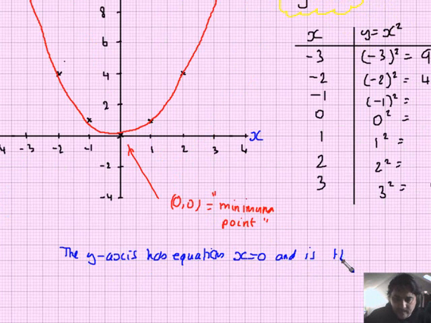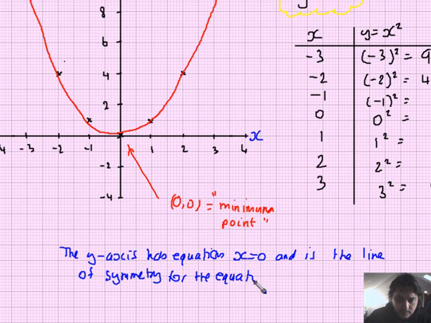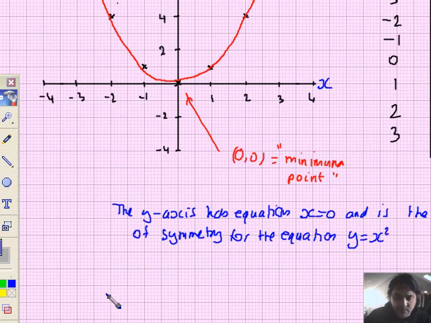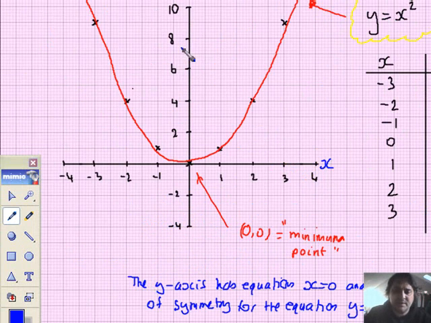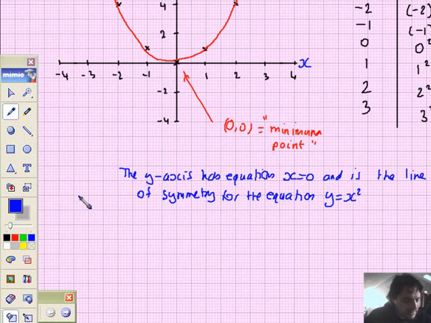and is the line of symmetry for the equation y equals x squared. Alright, so minimum point is a new thing you need to learn, and the fact that a lot of these graphs, well, all of them, will have lines of symmetry. Alright, so that's that one.